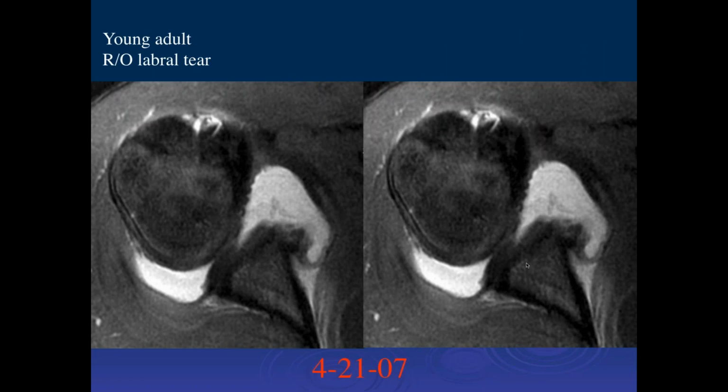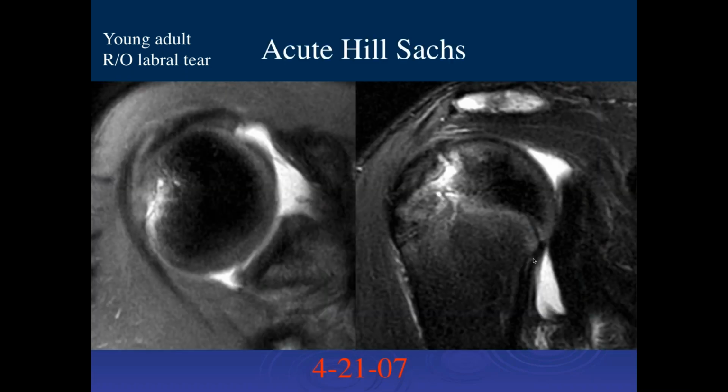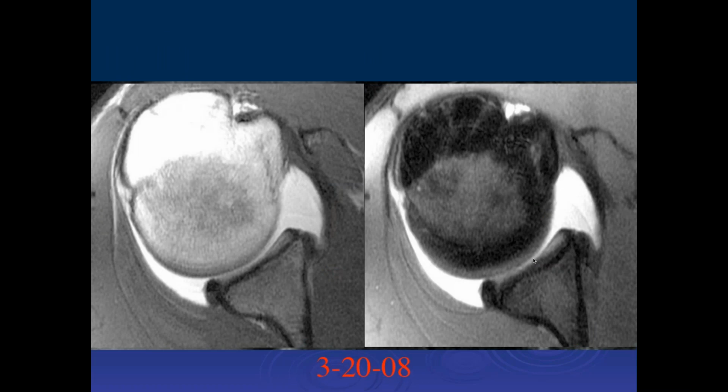Here's an example. This was a young adult baseball player, and here we can see that there's a tear of the labrum and a displaced labrum, so another ALPSA type lesion like the others. And here we can see the capsular attachment in that location. This was on 4/21/07, and here we can see the acute impaction injury. The patient did not have surgery at that time, but presented almost a year later, and this is what the findings were.